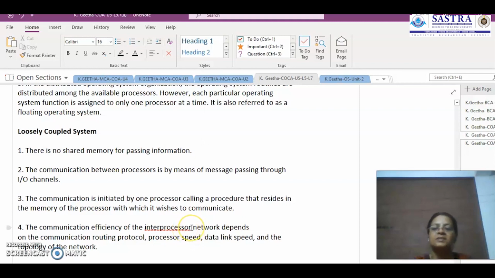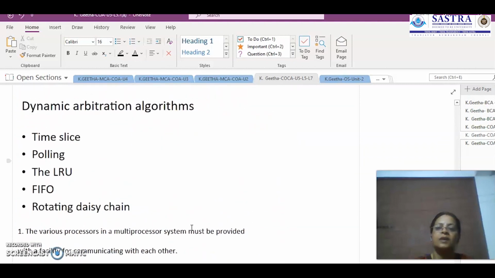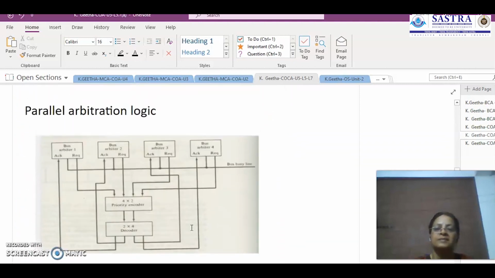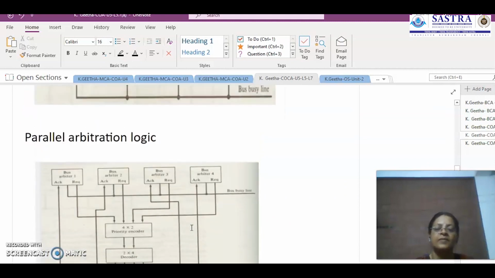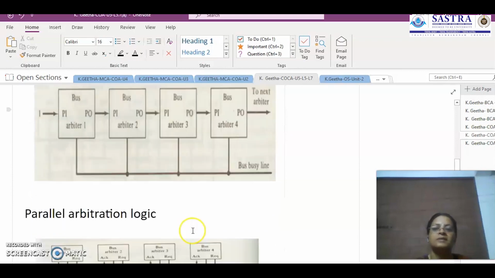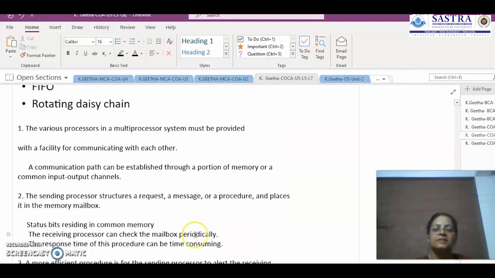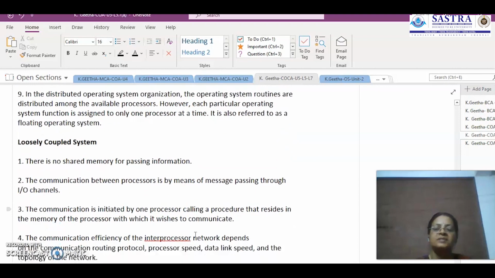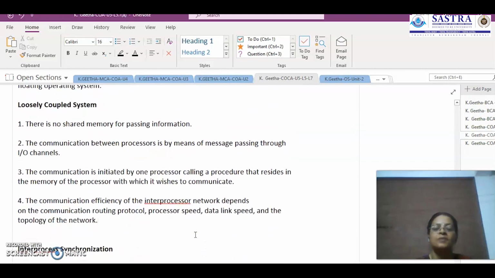So this completes the discussion of the loosely coupled system, and also the arbitration logic, how it is going to be carried out in the sequential fashion and also in the parallel fashion, within which we further classify as a static procedure or as a dynamic procedure. So as a continuation of this topic, we will just discuss how the synchronization is going to happen in the interprocess communication mechanism. Thank you.